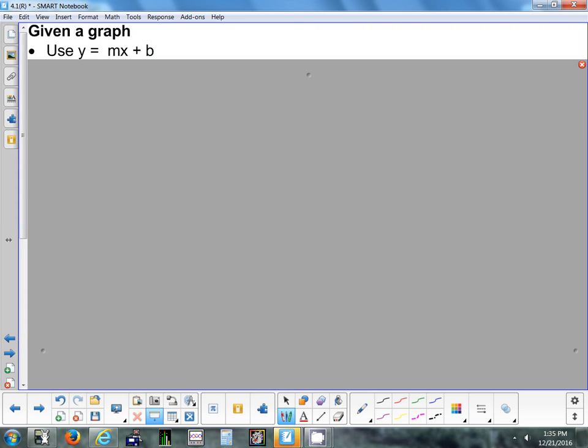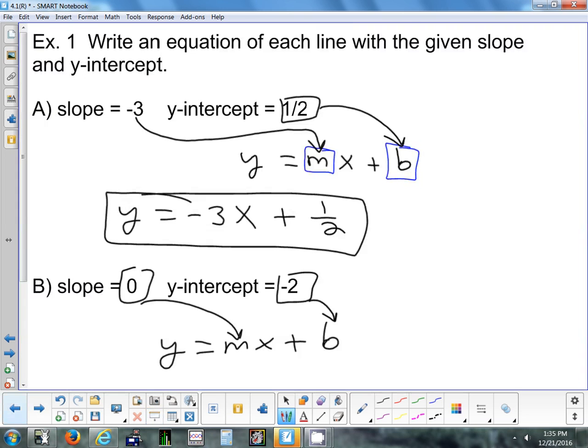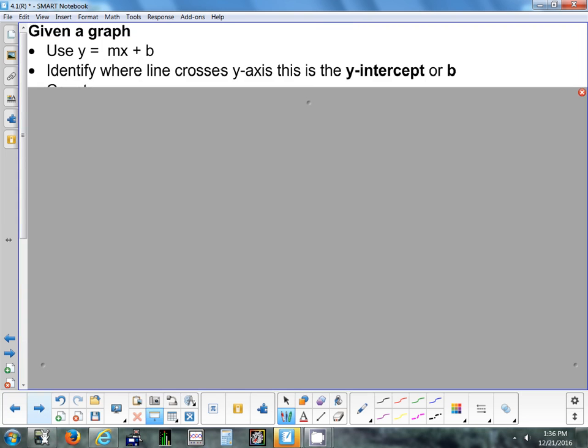All right, so the next kind of problem we're going to look at, they're going to give you a graph, and they're going to ask you to write the equation from a picture. It's pretty much the same thing. Okay? You're still going to use this formula. You're still going to find m. You're still going to find b. It's just now you're going to have a picture to look at. All right, so first thing you want to do is look at your graph, and you're going to identify where the line crosses the y-axis.